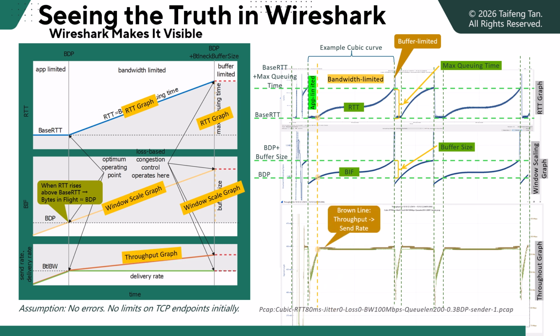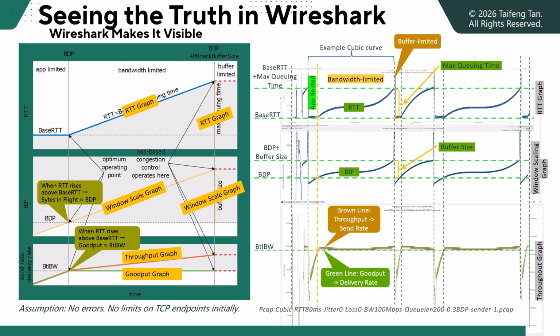Send rate, visible in the TCP throughput graph. This is the rate the sender transmits. It is the amount of data the sender actually transmits per unit of time, regardless of whether it has been acknowledged. Delivery rate, visible in the TCP goodput graph. This is the rate of successfully acknowledged data. Bottleneck bandwidth can be observed in the throughput graph. Once the pipe is full, when RTT starts to exceed base RTT, the sustained goodput represents the bottleneck bandwidth.